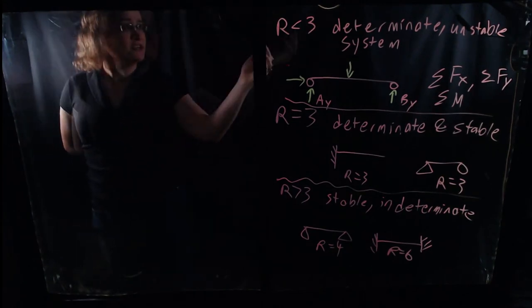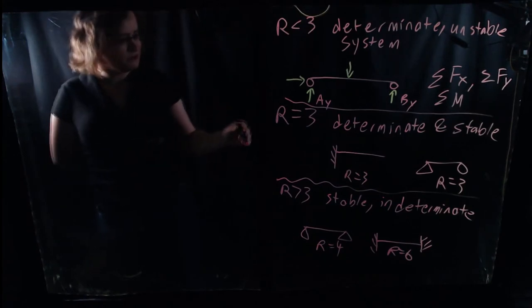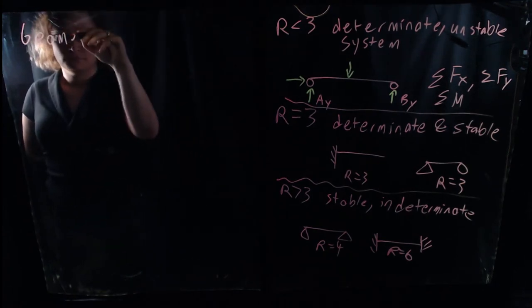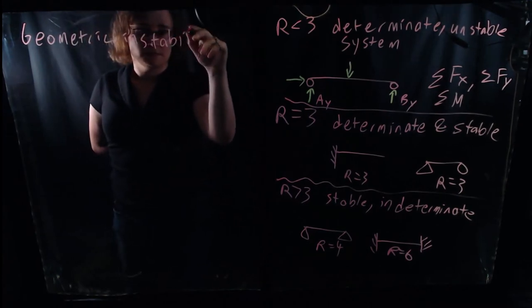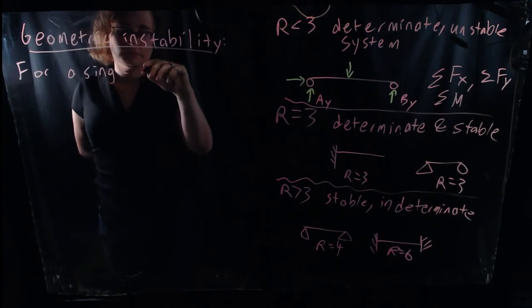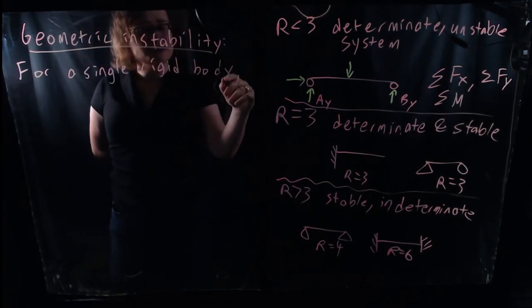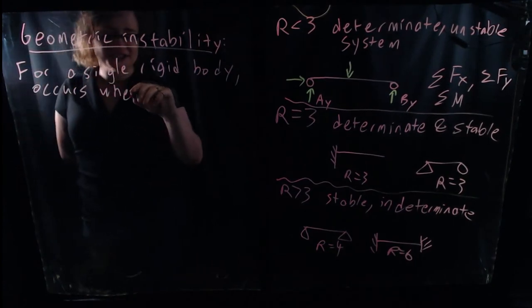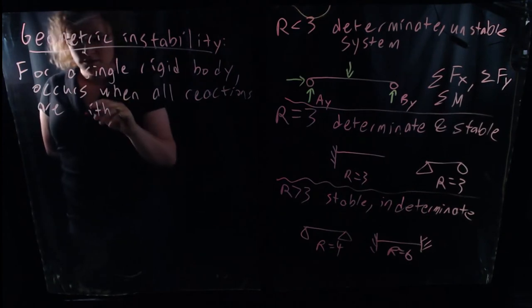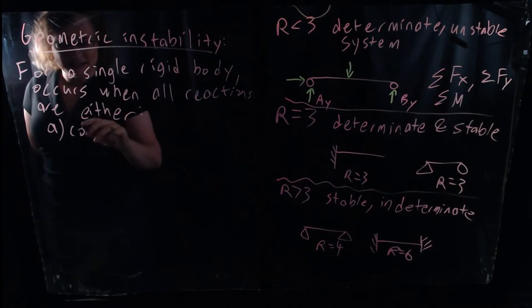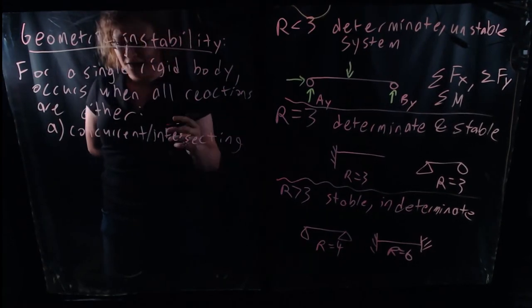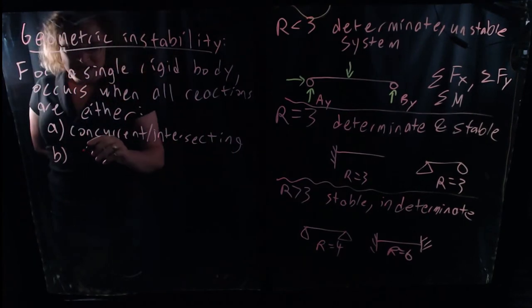So let's now consider geometric instability. We're not talking about instability that comes from the number of reactions, but from how the reactions are geometrically oriented. For a single rigid body, this occurs when all reactions are either A, concurrent / intersecting, and when I say parallel or concurrent / intersecting, I'm referring to their lines of action, or B, parallel.